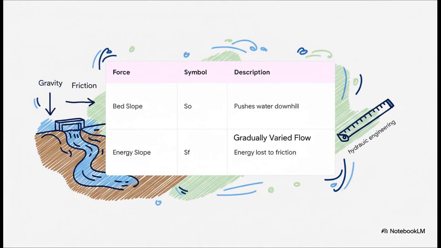So let's look at those driving forces, the top of the fraction. This is where the tug of war happens. On one side of the rope, you have the bed slope. That's just gravity, trying to pull the water downhill. And on the other side, you've got the friction slope. That's all the energy the water loses from rubbing against the riverbed and the banks, which tries to hold it back. Whichever side pulls harder decides if the water is going to speed up or slow down.